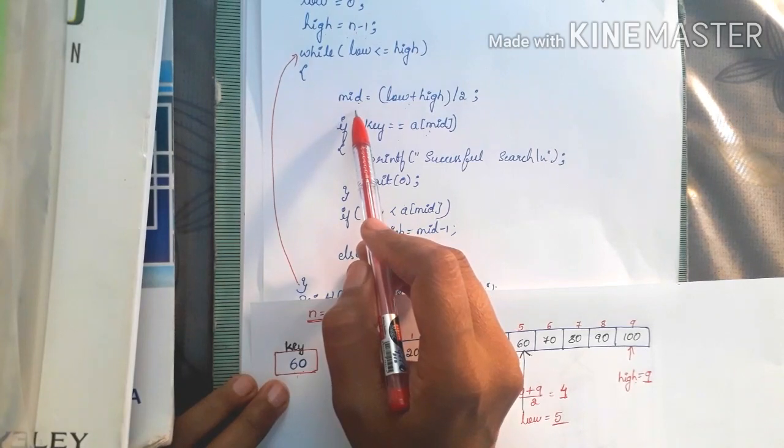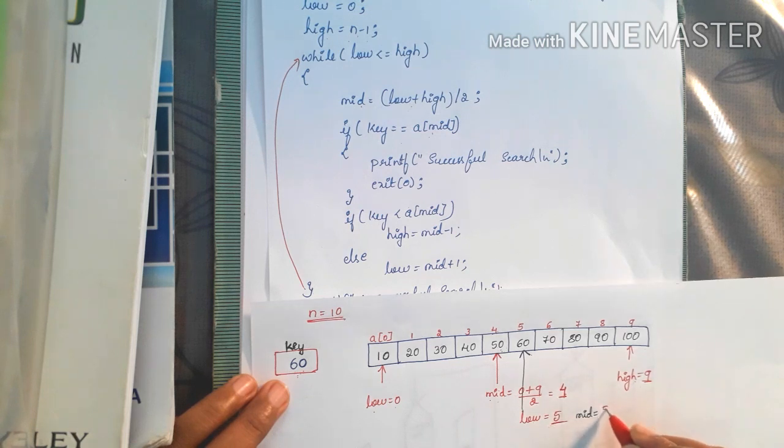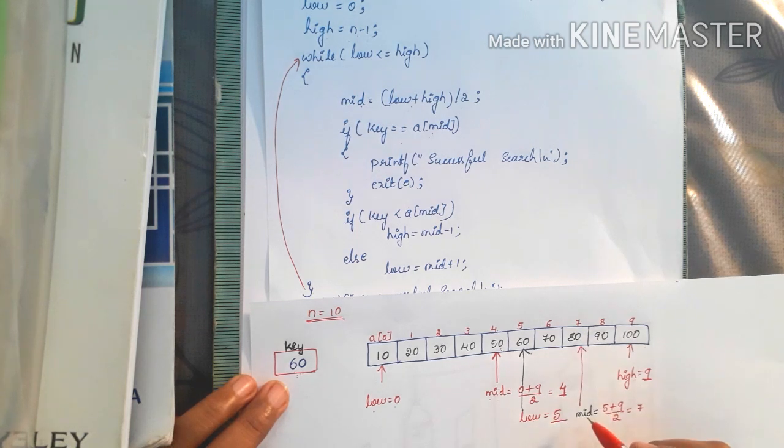Next, mid is equal to (low plus high) divided by 2. Low value is 5 plus high value is 9, divided by 2. 9 plus 5 is 14, divided by 2 is 7. So mid value is 7. The variable mid is pointing to an array element whose position is 7.